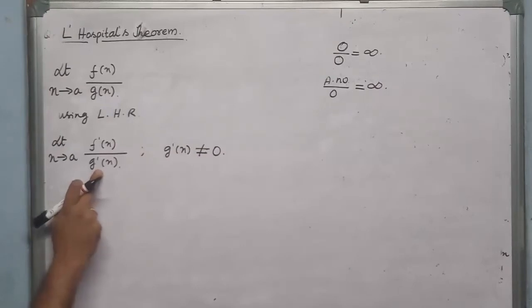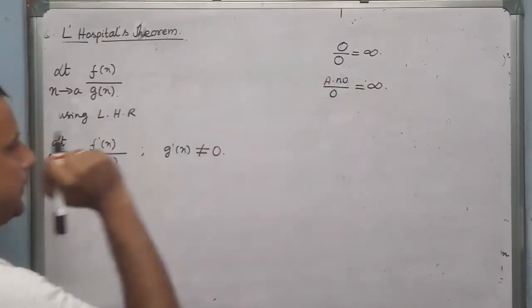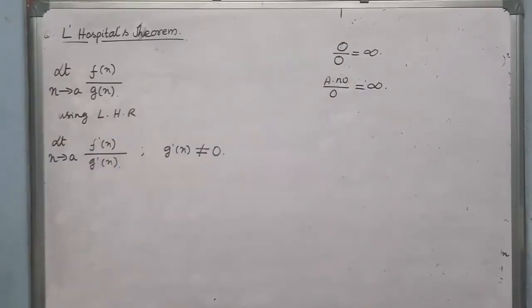Suppose it is equal to 0, meaning f dash x divided by 0. Any number divided by 0 is undefined. This is the rule of L'Hospital's theorem. Next, I'll solve some numericals.